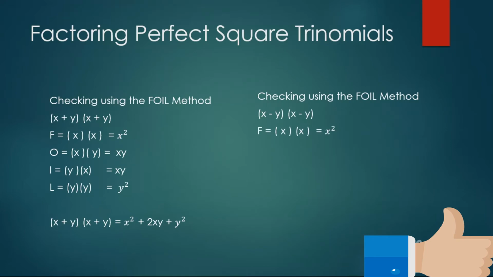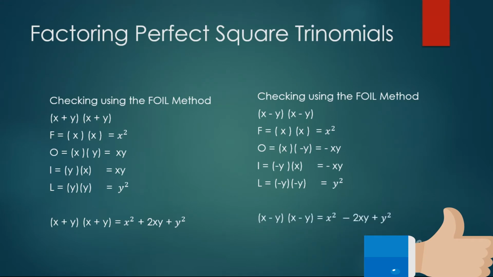For the first terms, we multiply x times x, so that is x squared. For the outer terms, we multiply x and negative y, so that is negative xy. And for our inner terms, we multiply negative y times x, so that is negative xy. At ang ating last terms naman po, negative y times negative y is positive y squared. Same is true, pwede na po natin i-combine yung ating O at yung ating I. So, meron po tayong negative 2xy.